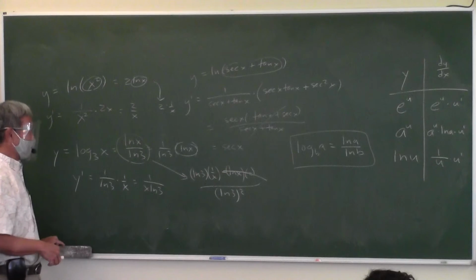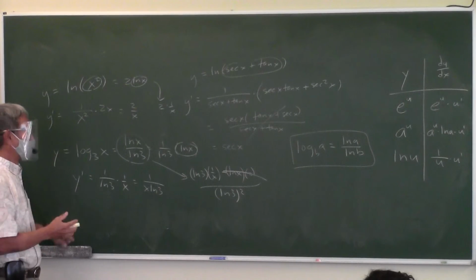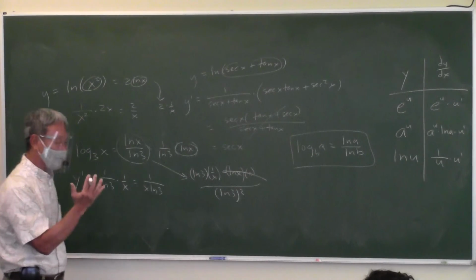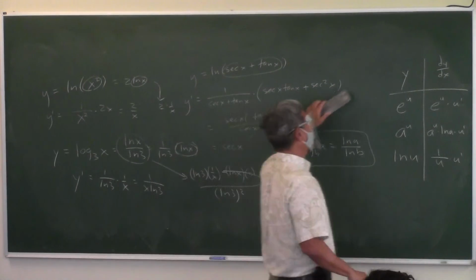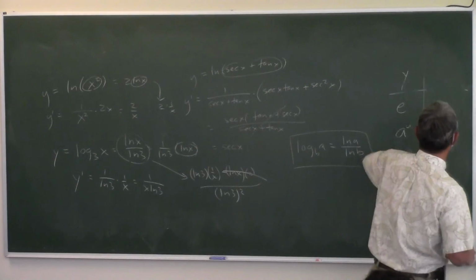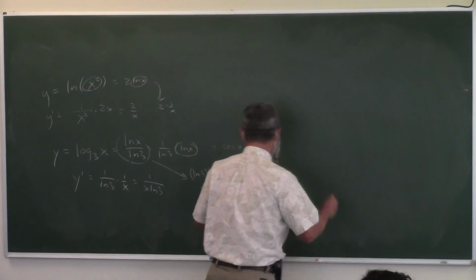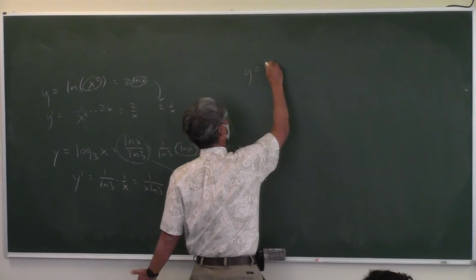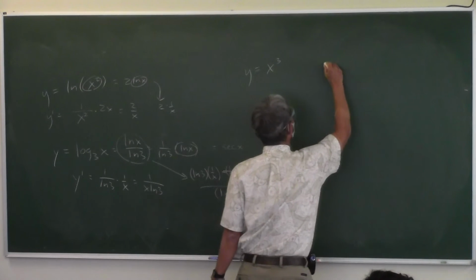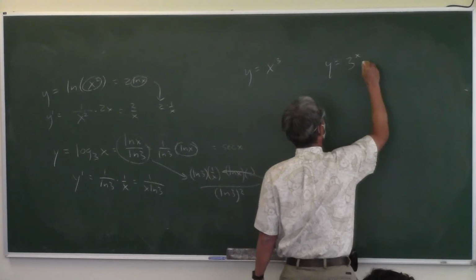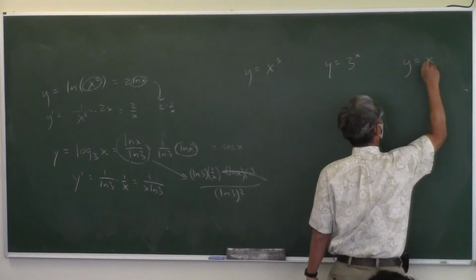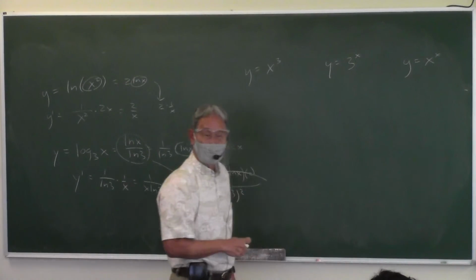Okay, and then the last thing for today. You have to know the difference between these 3 derivatives, because every year I'm going to erase this. There's a problem. So like, what is the difference between x to the third, 3 to the x, and x to the x?